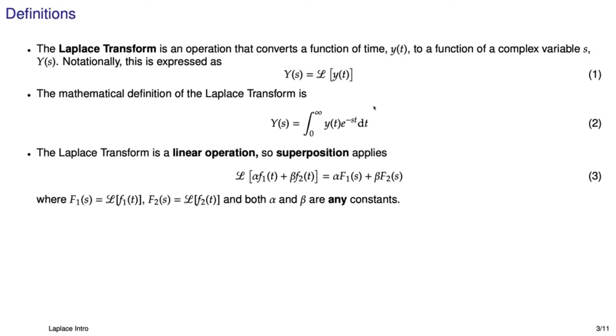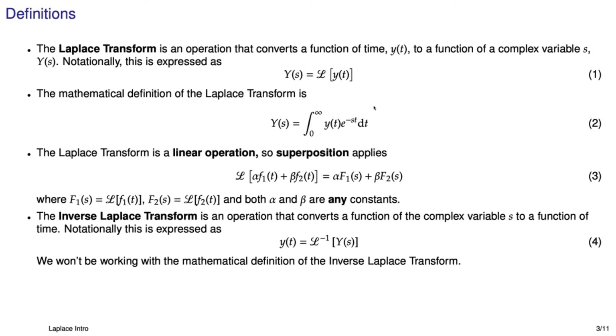The Laplace transform is a linear operator, so it obeys superposition, which means that you can take the Laplace transform of two functions in time, here f1 and f2, individually, and then add them together to get the Laplace transform of the combined function, in this case, alpha times f1 plus beta times f2. If the superposition concept is a little foggy, I have some videos on that topic also.